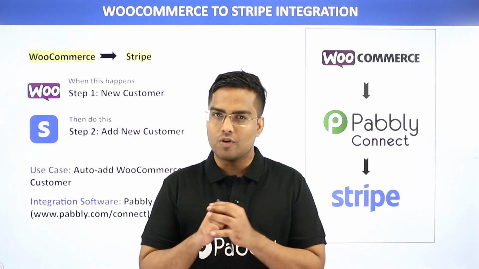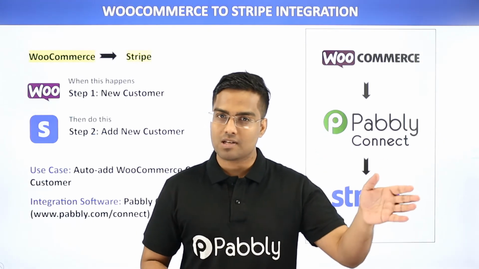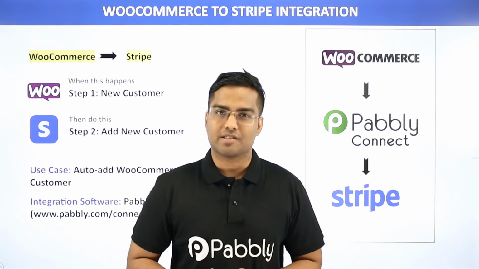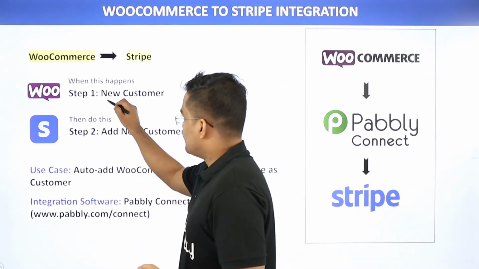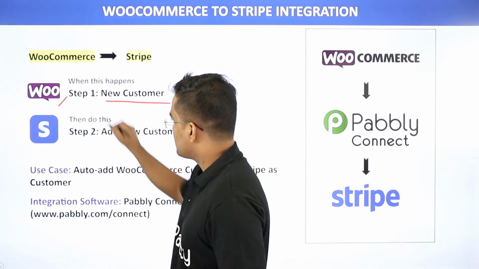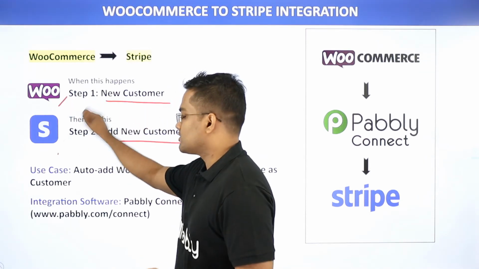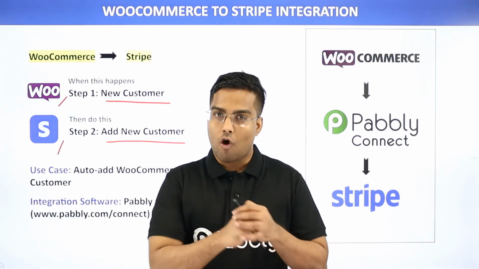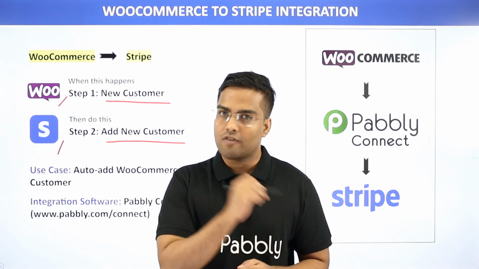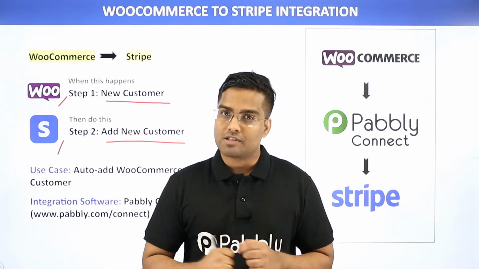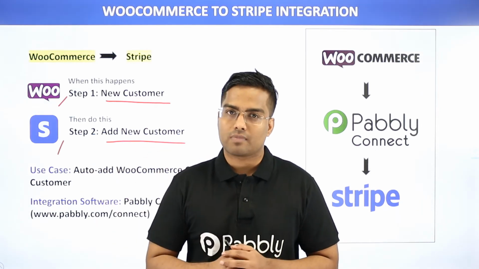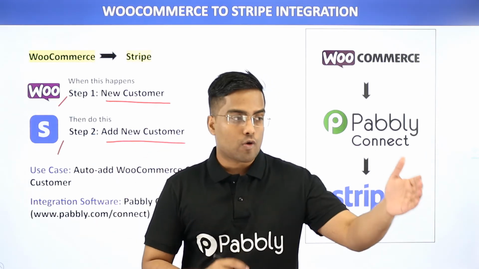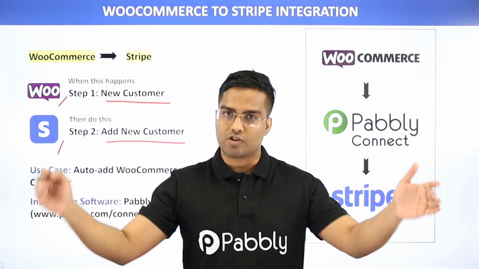So in this video, we will learn how to integrate WooCommerce and Stripe. Our use case is pretty simple. When a new customer is created in WooCommerce, it will also add a customer in Stripe. Now WooCommerce is an online platform where you can sell your stuff online. Now Stripe is an online payment processing platform. So what we are going to do is send the data from WooCommerce to Stripe.